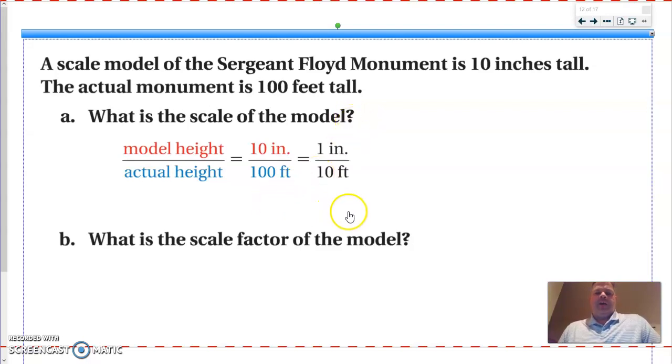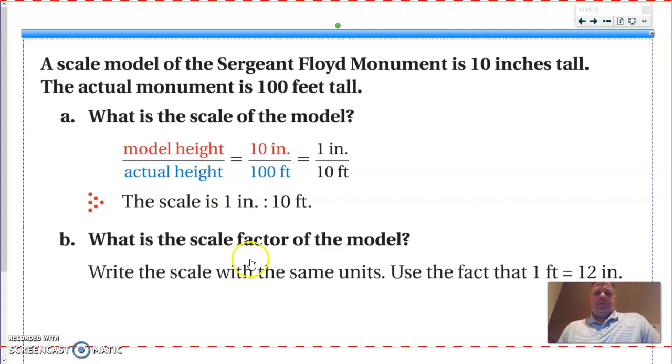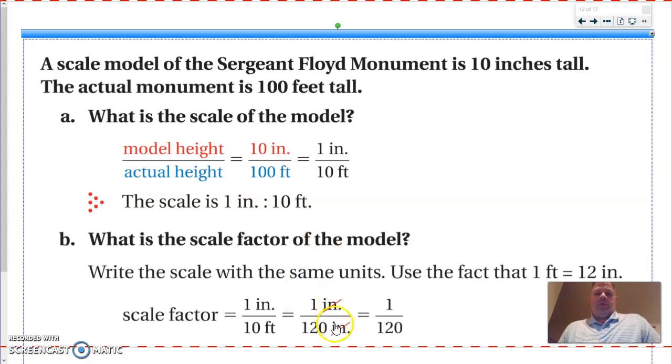What is the scale factor of the model? Now what we need to be able to do is write the scale in the same units. So we want to change this 1 inch equals 10 feet to 1 inch equals 120 inches, because there are 12 inches in 1 foot. We have 10 feet, so our scale is 1 to 120.